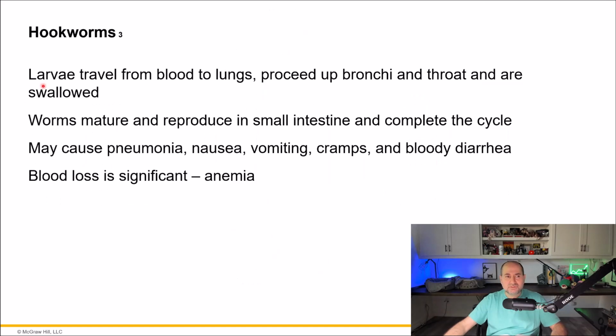So once those larvae penetrate through your skin, they can travel from the blood to the lungs, proceed up the bronchi and throat, and are then swallowed from the throat. Worms mature and reproduce in the small intestines and complete the cycle. This may cause pneumonia, nausea, vomiting, cramps, bloody diarrhea. Blood loss is significant as well. This is known as anemia.